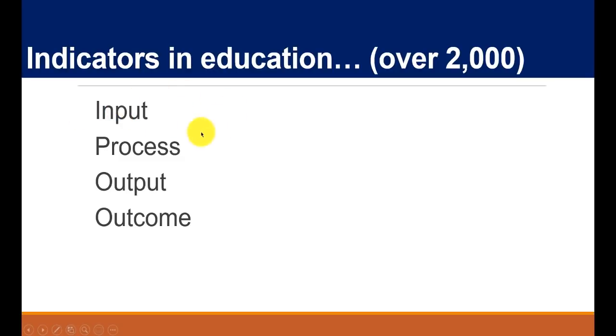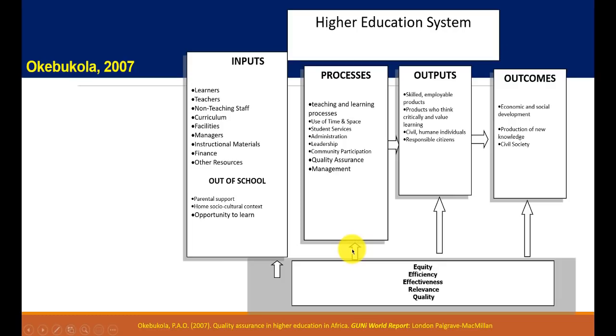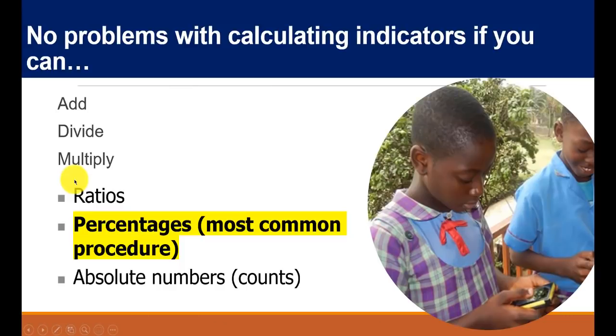They are in the input area, process area, output area, and outcome area. This model that we came up with in 2007 has all of these variables in these clusters. So let's take the learners. The learner variable can have 15 or 50 or whatever indicators, like percentage of students with disabilities, percentage of female, and all that, same for teachers. So you have many of these variables.